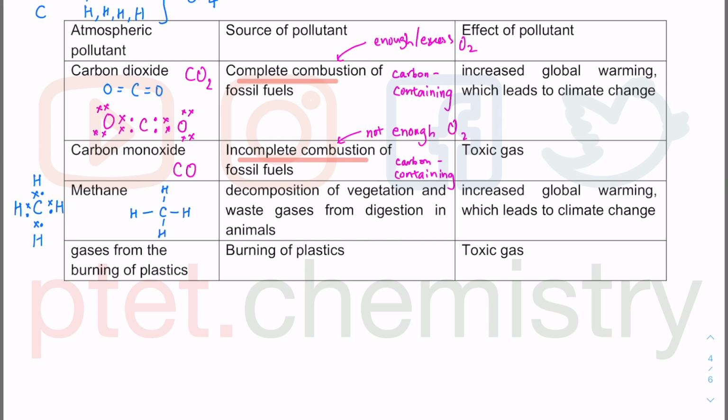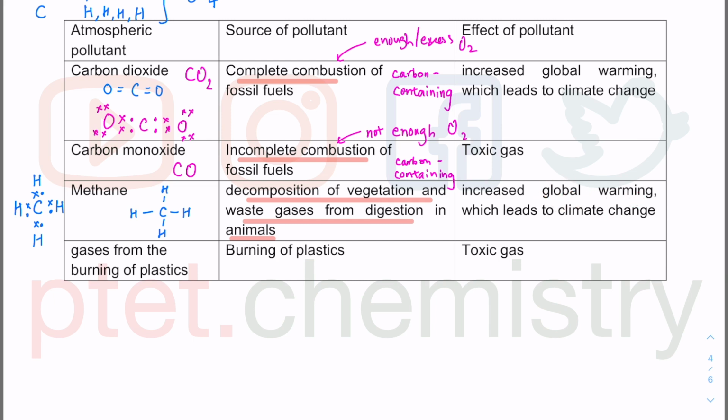Methane comes from decomposition of vegetation and also waste gases from animal digestion. So basically, in countries where you have a lot of cows, the cattle that give you the milk, those are a huge number of animals, and they give off a lot of methane. And countries which are very heavy in agriculture, they grow a lot of vegetation. When the vegetation goes bad, when it decomposes, it releases a lot of methane gas as well. And this methane gas, just like carbon dioxide, causes the same danger, global warming, resulting in climate change. Global warming, the whole world is getting hotter.